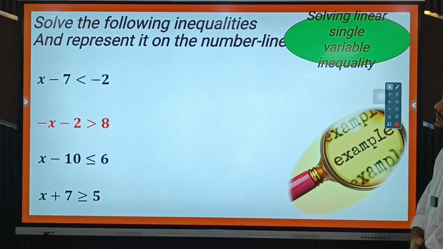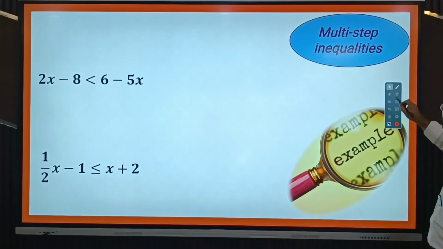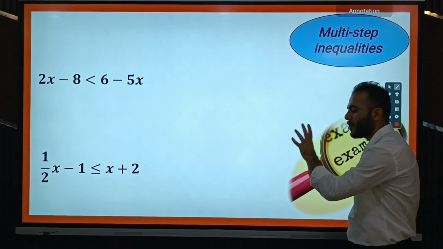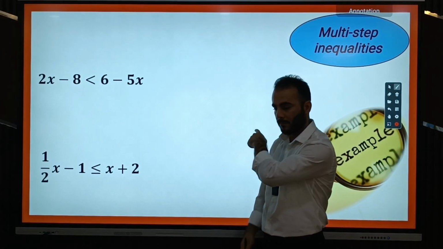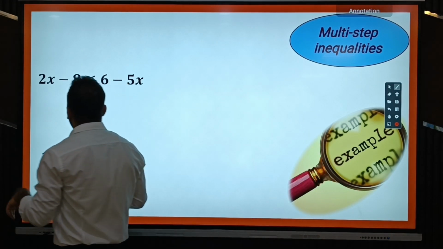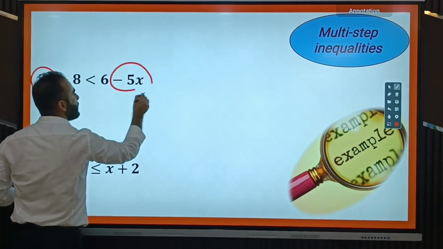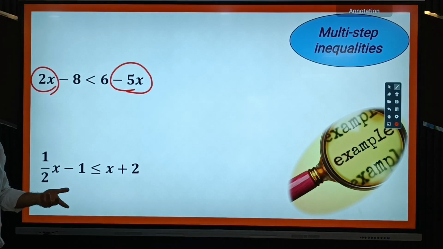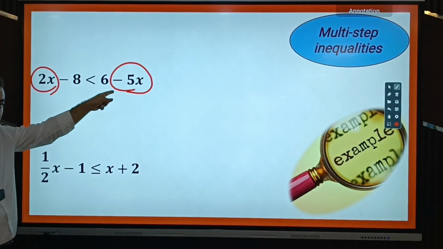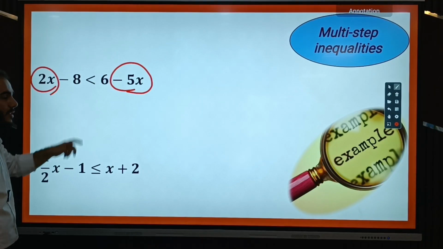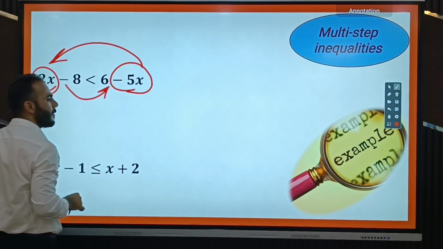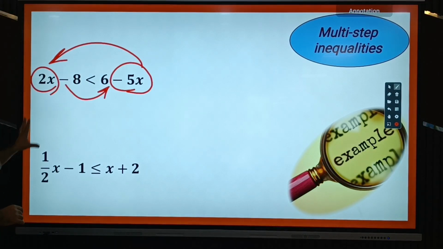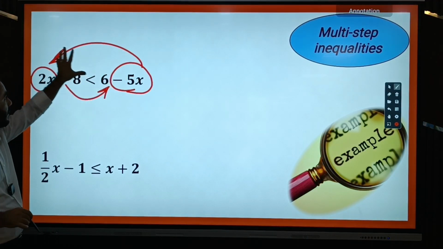Let's go to the multi-step. For multi-step, we will use that note that was in a yellow rectangle. So we have 2x and negative 5x. Which one is smaller? Don't say 2. It's negative. Negative is always smaller than positive. Therefore, move the smaller one to the bigger one, and then the number will go to the other side. I hope that you did understand that. Always move the smaller variable term to the bigger one.